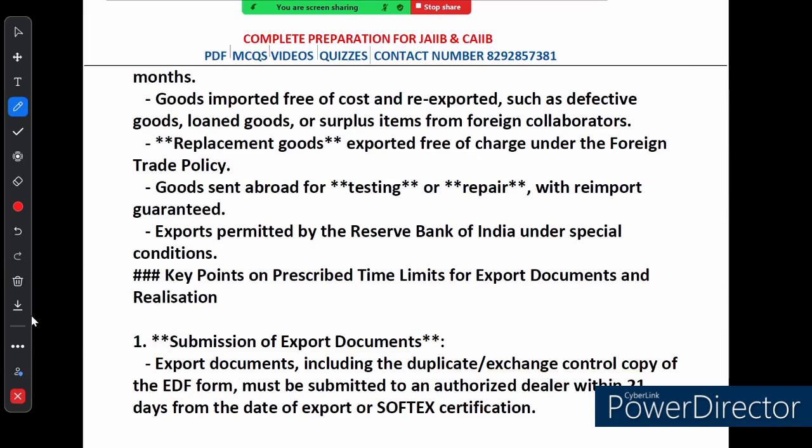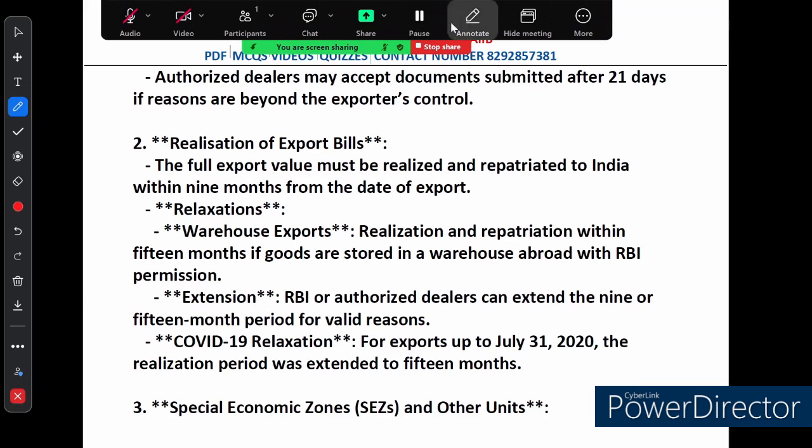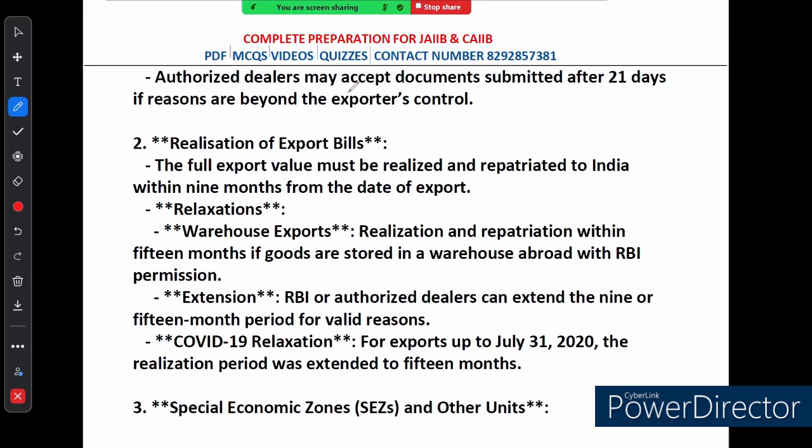Now what happens if you can't submit them on time? Don't worry, the bank understands that things can go wrong. If the delay is beyond your control, they can still accept the documents even after 21 days. Sometimes something is beyond your control, so in this case the bank can accept it after 21 days if the reasons are beyond the exporter's control. Like say your shipping documents got delayed due to a strike at the port. In such cases your bank can make an exception and accept the documents late.